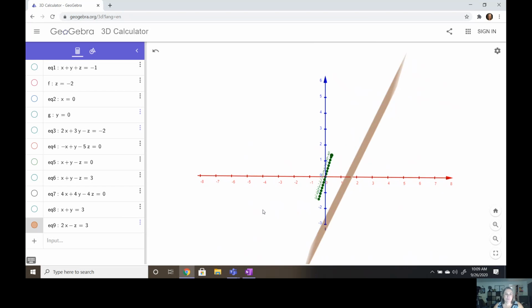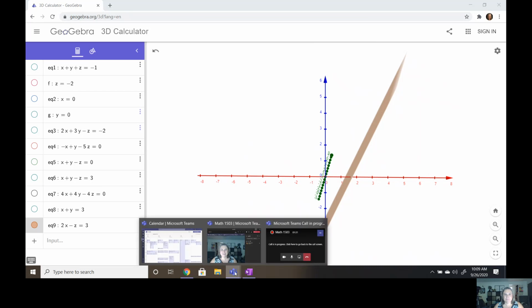Okay, so I'm going to leave you with that. There's a couple questions on the WebWork homework that this should help you with, and good luck. Let me know if you have any questions.